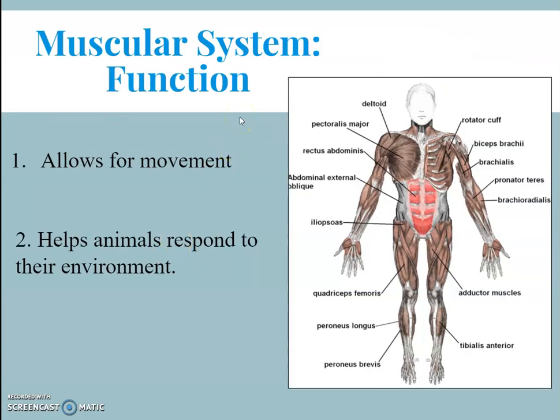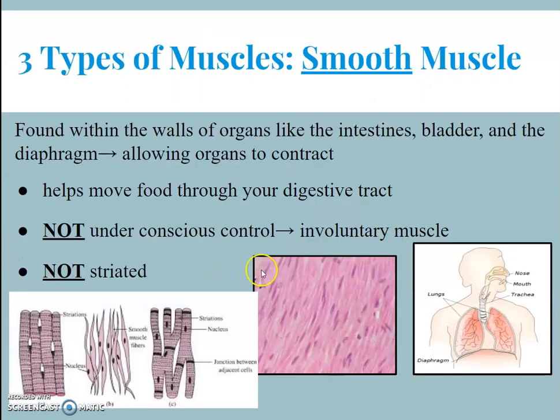Now let's move into the muscular system. The function of the muscular system is for us to be able to move, and it also helps us to respond to our environment. There are 3 different types of muscles. You're going to need to know the 3 types. The first type is smooth muscle. This is found within the walls of organs like our intestines, our bladder, and the diaphragm, which allows the organs to contract. This helps move food through your digestive tract.